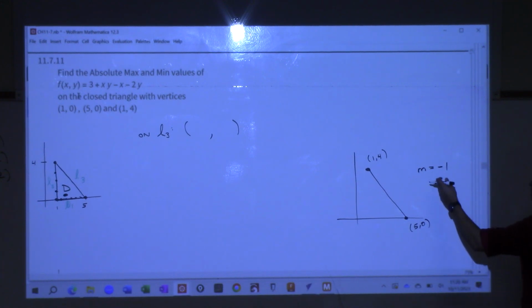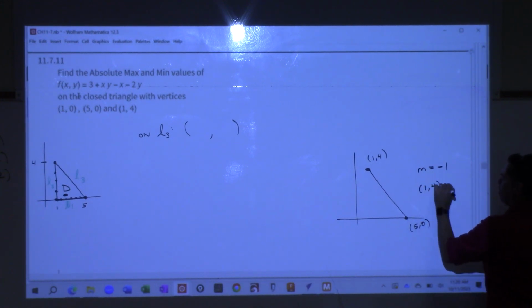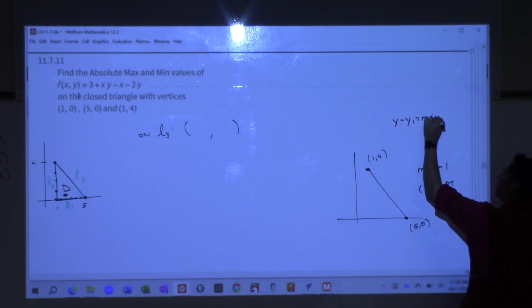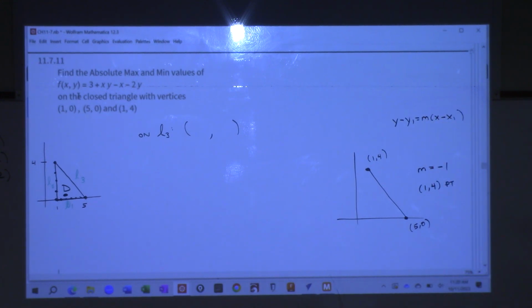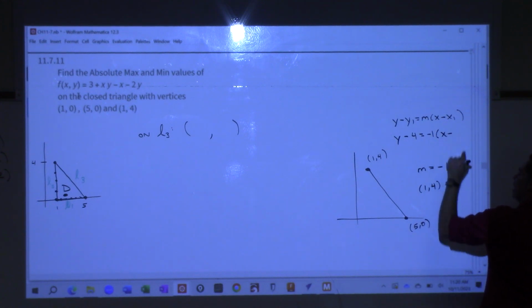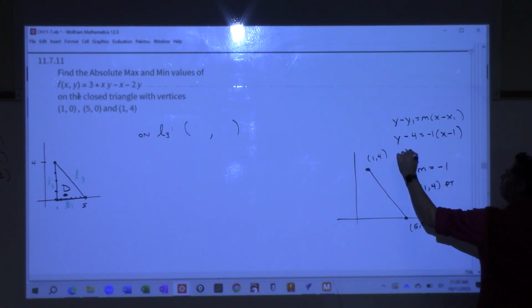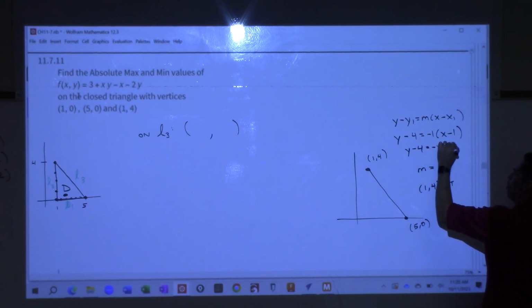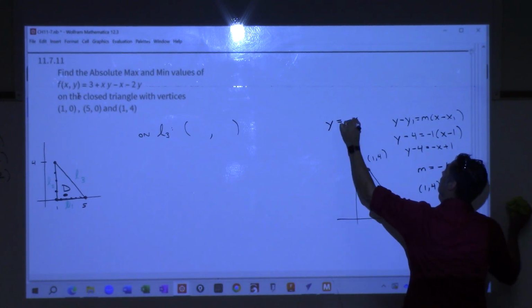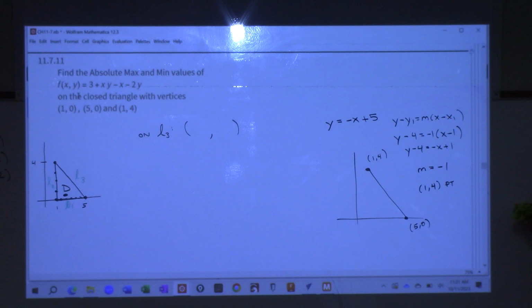Okay, and then once you have the slope, you just need a point on the line, (1,4). There's a point. And then you use the point-slope formula, which is y minus y1 equals m times x minus x1. That's your point-slope formula. We have a point, we have a slope. So you get y minus 4 equals the slope -1 times x minus 1. This is y minus 4 equals -x plus 1, and then just move everything over. You get y equals -x plus 5. Are we in agreement? I don't care how you get that equation, okay? You just need to be able to get it. Everyone on board?